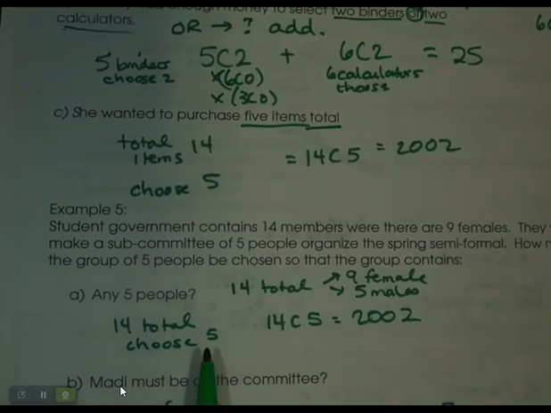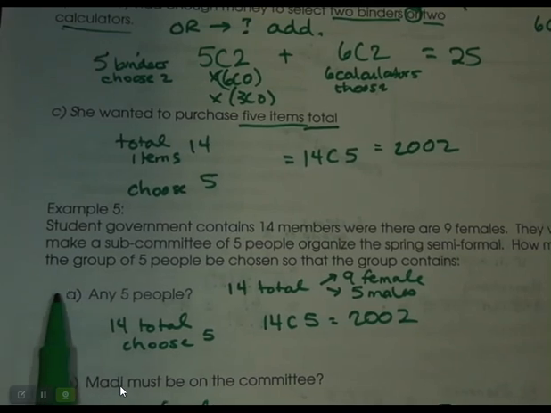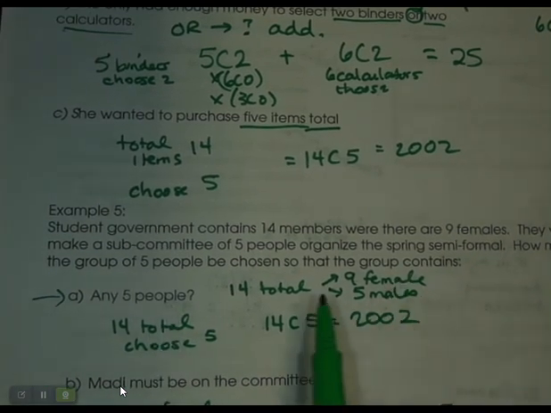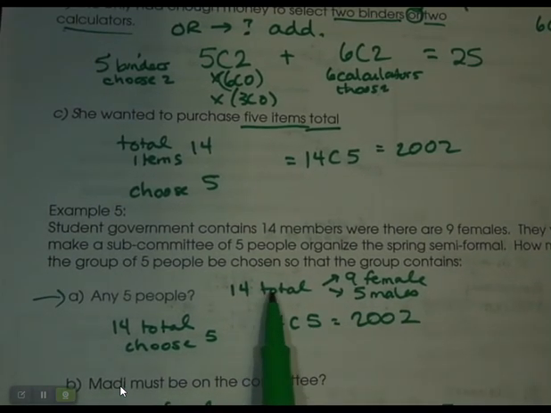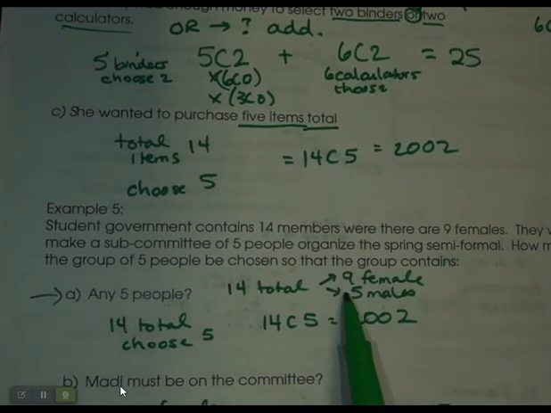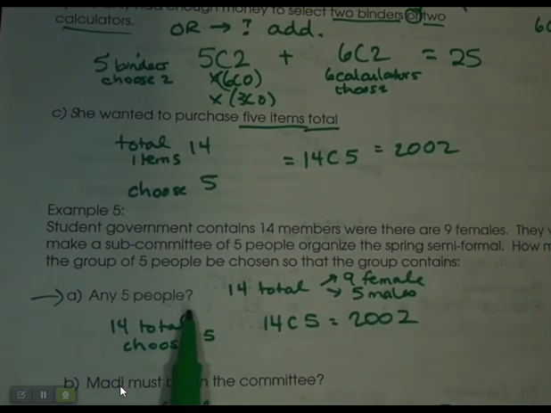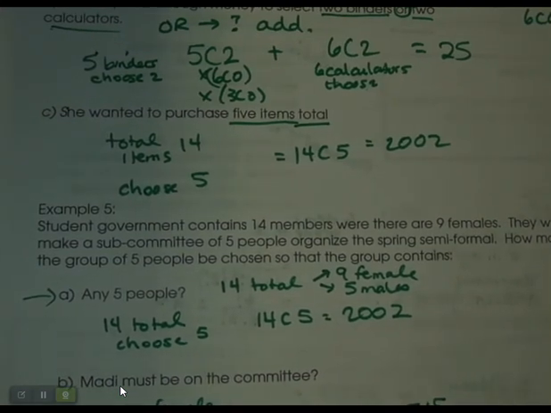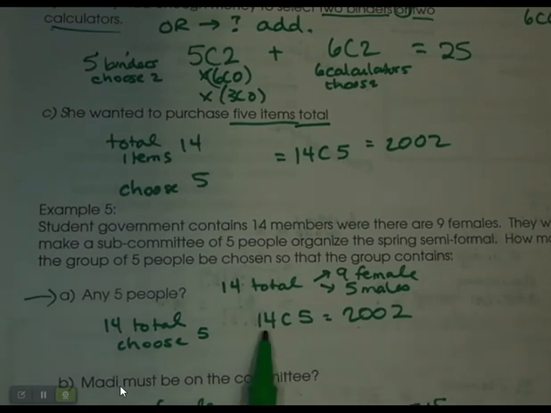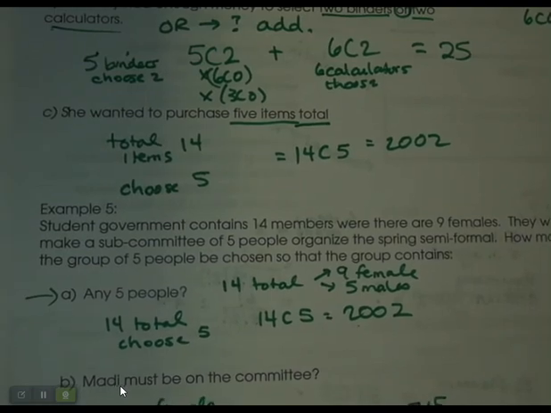All right, so we're back. For the first question, any 5 people, well, there's 14 total, 9 female. That means there's 5 males. And we want to choose any 5, it doesn't say gender type or whatever. So 14C5. That's pretty straightforward in terms of choosing any 5 people.